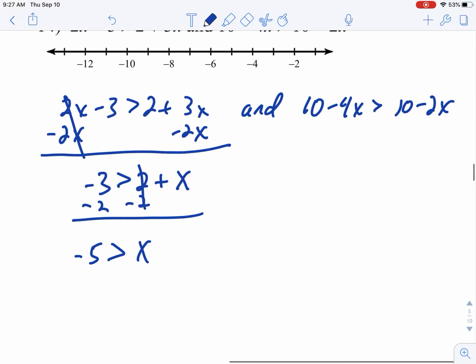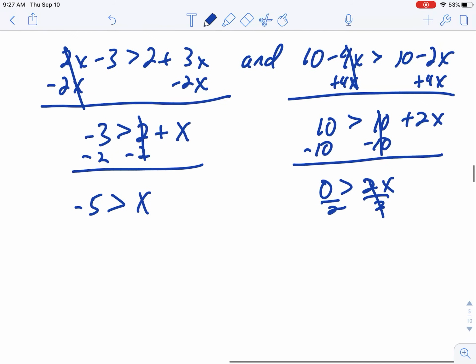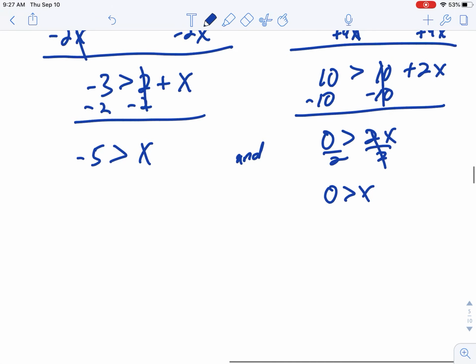Work this other one out. I'll go ahead and add 4x to both sides. 10 is greater than 10 plus 2x. Subtract 10 on both sides. 0 is greater than 2x. Divide by 2. 0 is greater than x. And then in between here, we're supposed to have the word "and." Let's see if we can link this together.